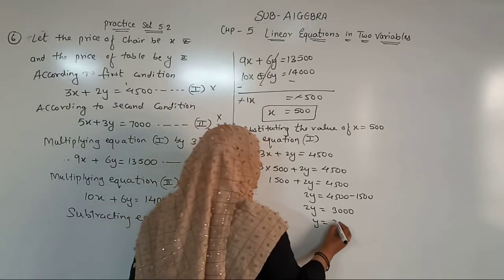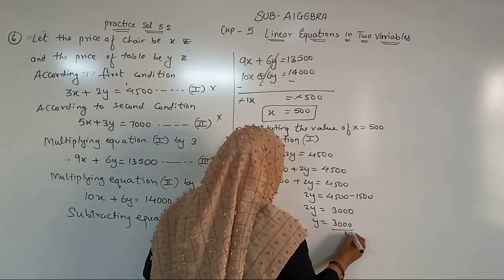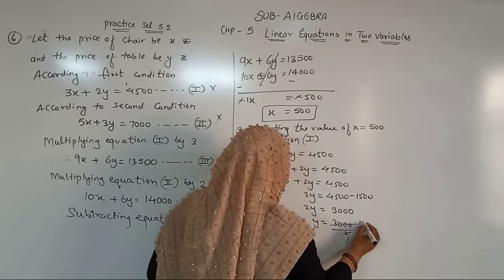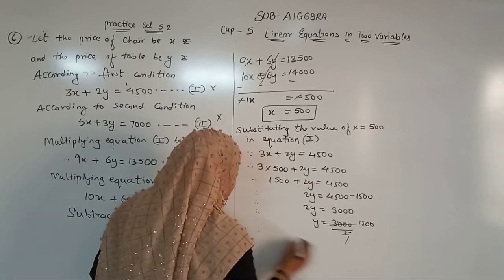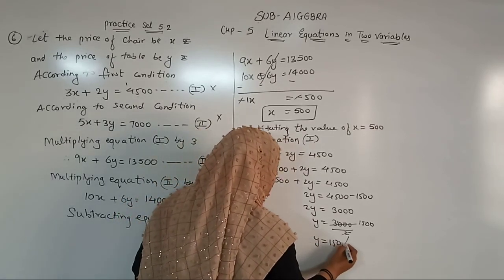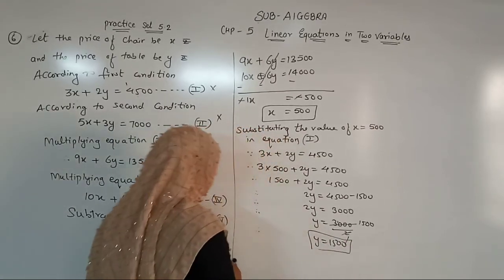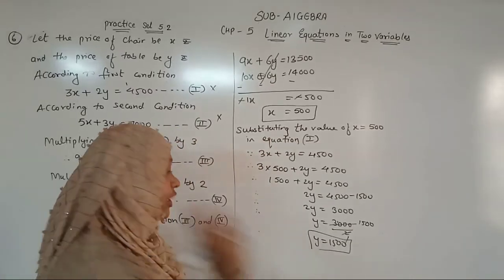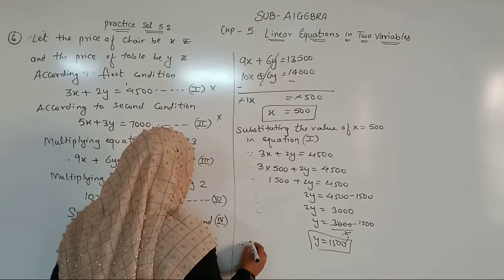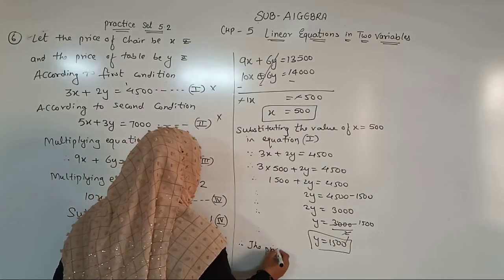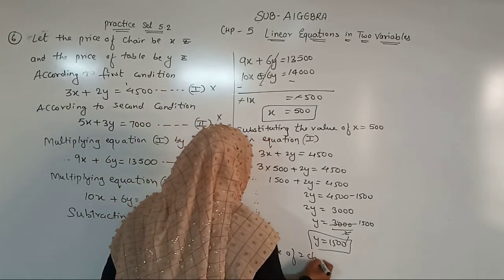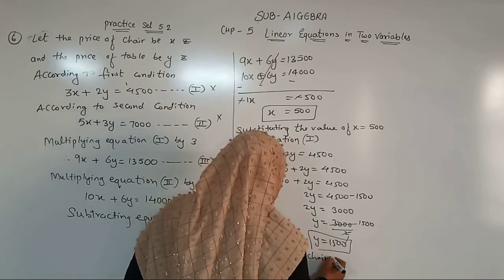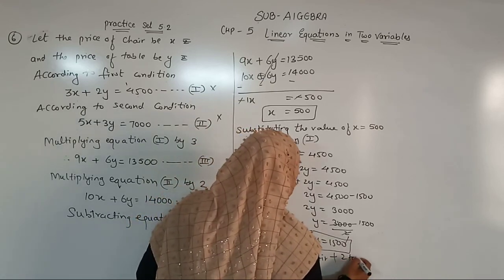Now multiplication will become division. 2 1s are 2, 1s are 2, 1 carry, 2 5s are 10, 2 zeros are. So therefore the value of y I got is 1500. Now what do they ask? They ask the price of 2 chairs and 2 tables. So therefore you should write there the price of 2 chairs, come on, and 2 tables means plus 2 tables.